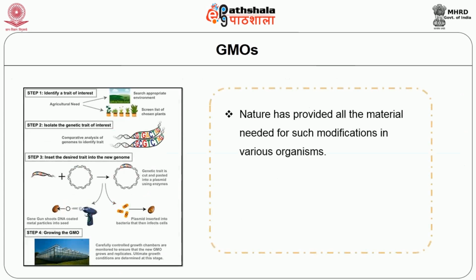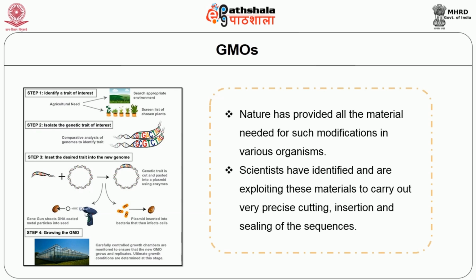Nature has provided all the material needed for such modifications in various organisms. Scientists have identified and are exploiting these materials to carry out very precise cutting, insertion, and sealing of the sequences. Let us start understanding each of these steps, starting with the isolation of DNA to be transferred, or the insert DNA. The insert DNA is the gene that one wishes to transfer from one organism to another for the creation of GMOs.